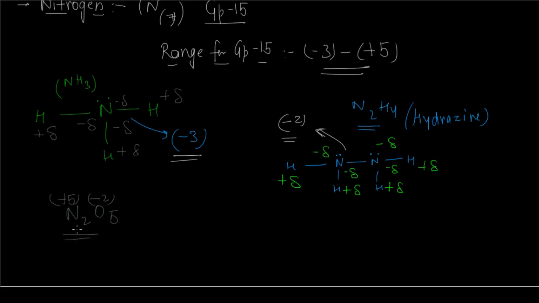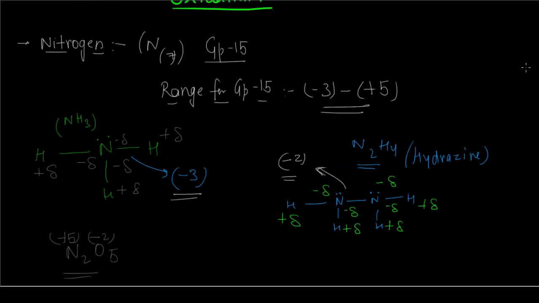So it can show positive charge in case of molecules or compounds where there is a more electronegative element than nitrogen. So I hope nitrogen is clear. Basically, the range is -3 to +5. In case you have a compound where the nitrogen oxidation number comes other than this range, you can be sure that there is some exception involved.